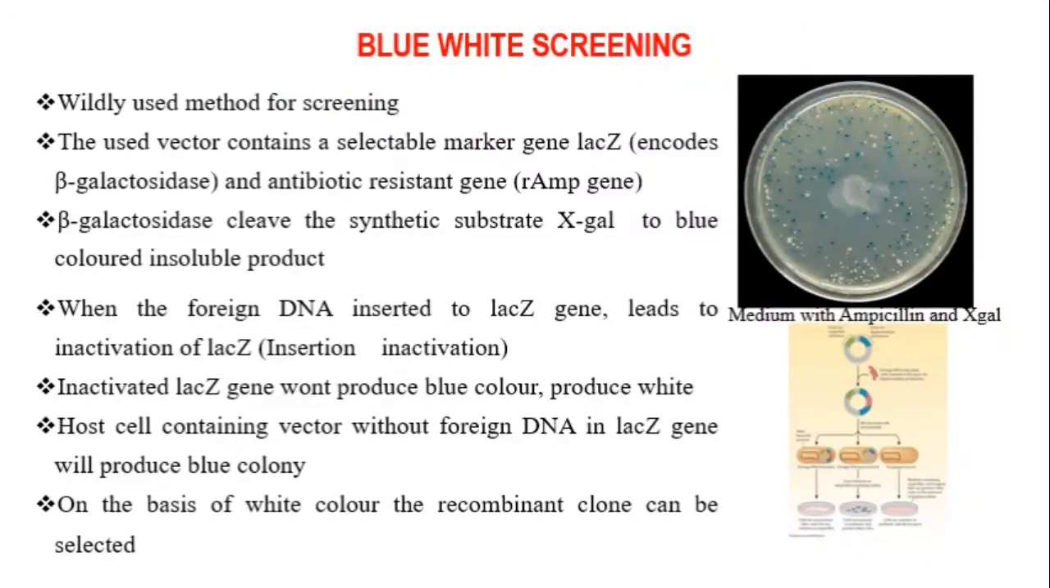And the next method is the blue-white screening method. This method is widely used for screening recombinant clones. In this gene cloning procedure, there is a vector containing a selectable marker gene, the lacZ gene, and an antibiotic resistant gene, the ampicillin resistant gene.